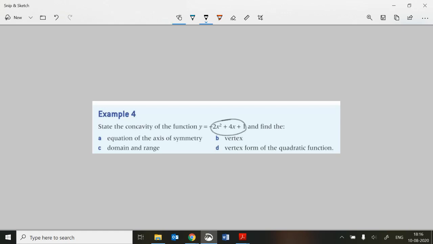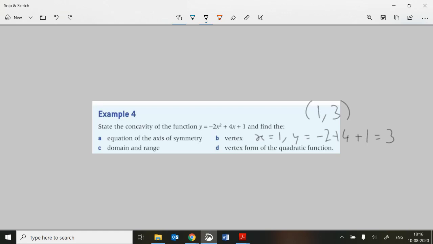Okay, so if you put 1 into this function here, when x is equal to 1, we get out y is equal to minus 2 plus 4 plus 1, which is giving us 3. So we're getting out the vertex point of 1, 3. Okay, and for the next bit, it says the domain and the range.